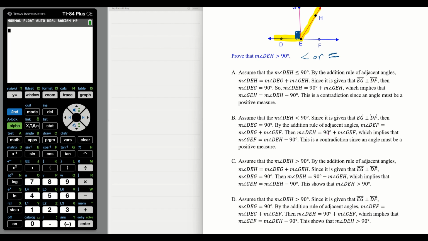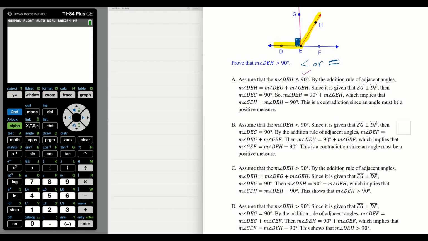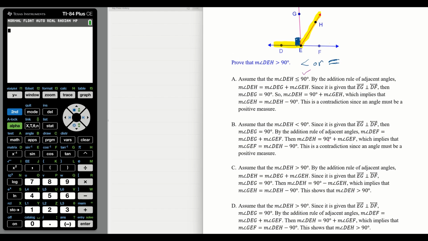Don't forget the equal to. Okay. All right. So, assume that the measure of DEH is less than or equal to 90 degrees. I agree with that. By the addition rule of adjacent angles, the measure of DEH equals the measure of angle DEG plus GEH. Now, looking at that, yes, I'll leave that right there. Yes, I totally agree. That is true.